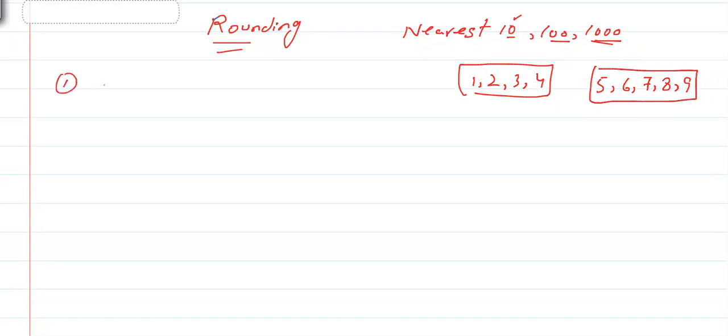For example, example number 1, if it is a single digit number. Single digit numbers are from 1 to 9. If it is any single digit number, let me say it is 3, it's just a single digit number. So of course it cannot go near to thousands. So when rounding to the nearest thousand, it will be zero.